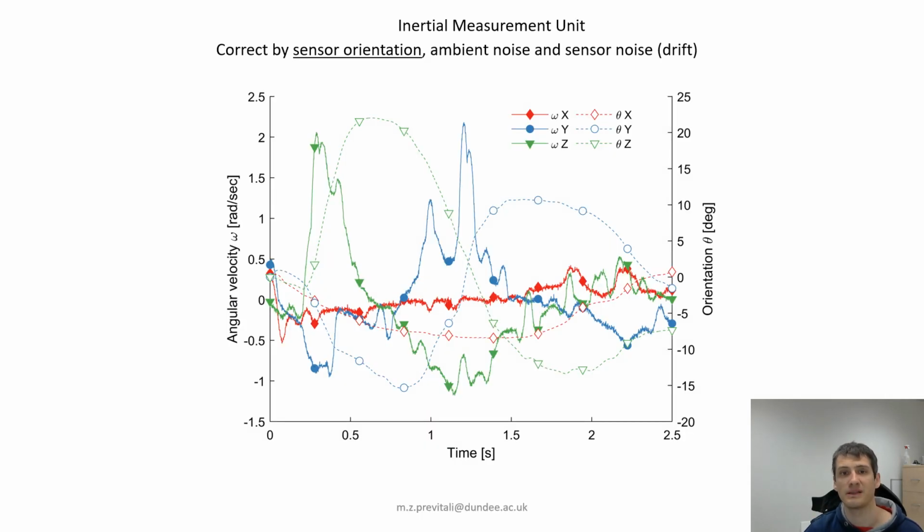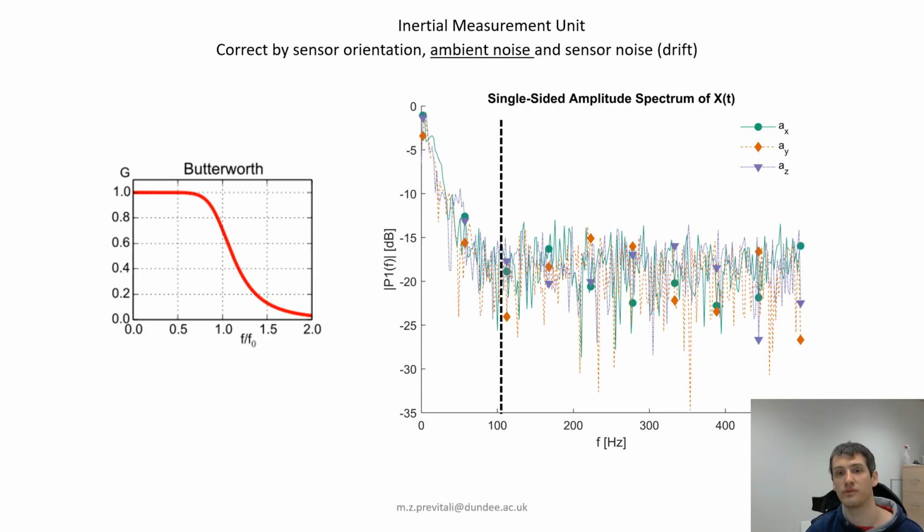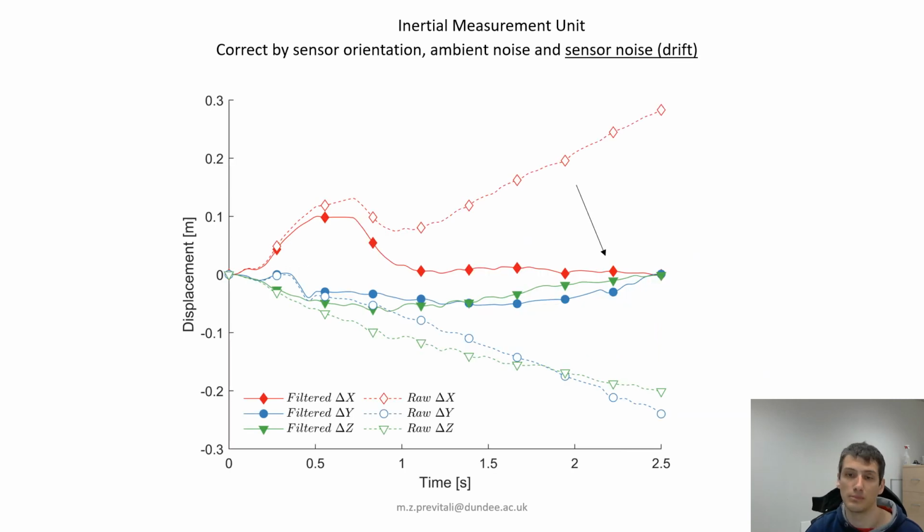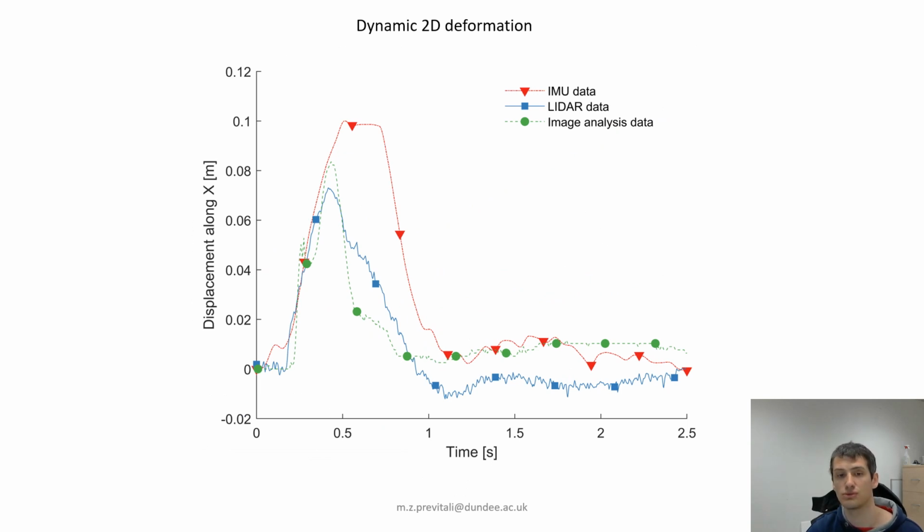Then the data acquired by the inertial measurement unit, which is acceleration, is corrected considering sensor orientation, which is obtained by gyroscopes, as you can see here, by removing the ambient noise through low-pass filtering using Butterworth filtering, as you can see here, and removing sensor noise or constant noise or drift by removing linear trends. This corresponds finally to the continuous lines, which can then be compared to image analysis and LiDAR, which you can see here tend to overlap quite well with the available data.